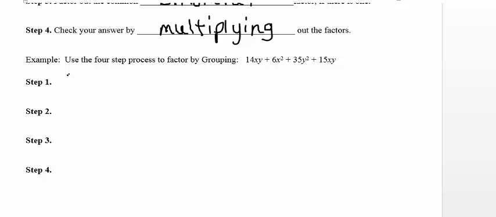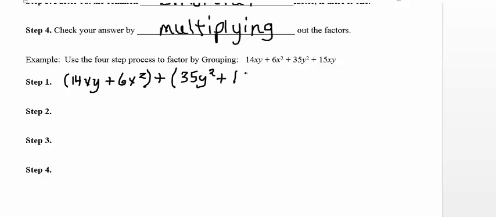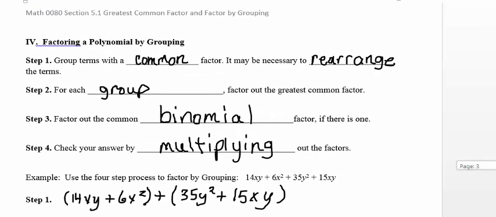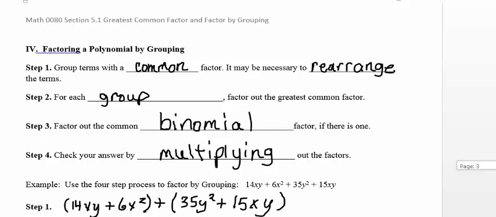So I'm going to group 14xy plus 6x squared together. And I'm going to group 35y squared plus 15xy together. So when I look back at my process, that's my first step, is to group terms with a common factor.